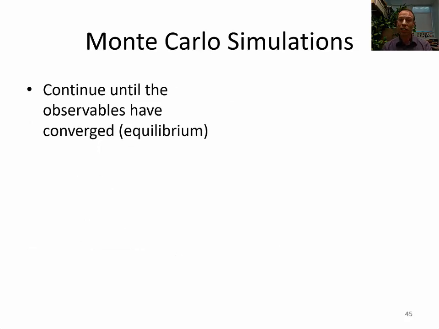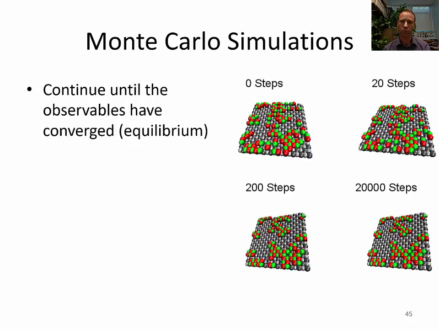So you set up a Monte Carlo simulation, you decide what types of moves you're going to do and then the size of the moves, and then you just keep simulating until your observables, things that you want to measure, have converged, and at this point you say it has reached equilibrium.